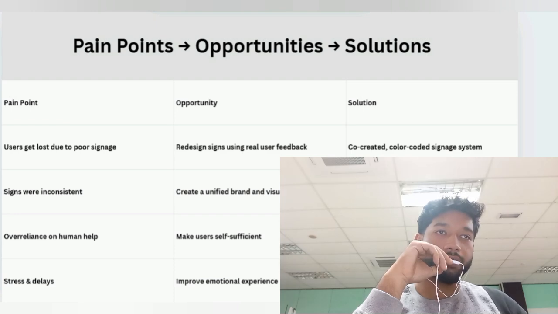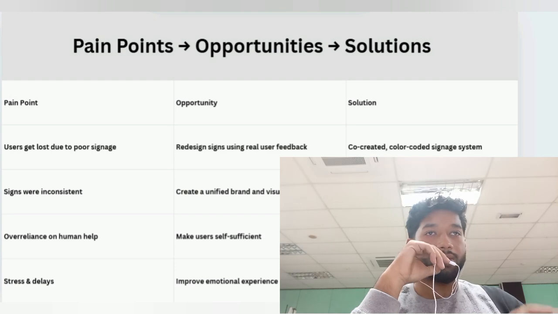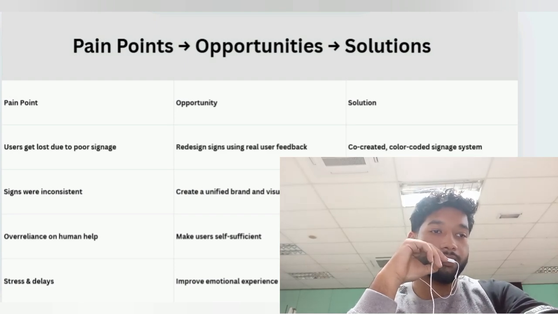Fabrication of the signboard was a solution. Overreliance on human help: she needed human help to reach the place. That's the pain point of it. Opportunities: make use of self-sufficiency, better direction flows, and sustainability. That's the solution for it.